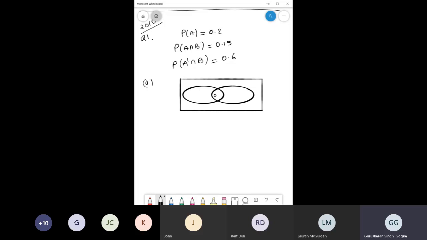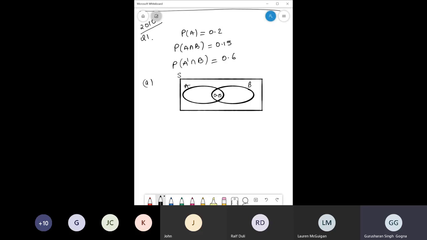So they just give you 0.15 here. This is A, this is B, and S. Now in set theory you call this rectangle a universal set, but here we call this a sample space, which means it covers total outcomes or probability, you can say.